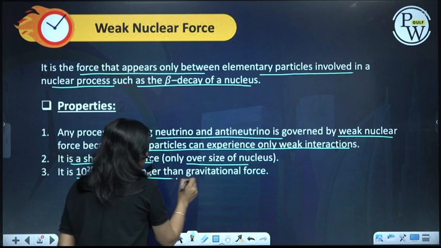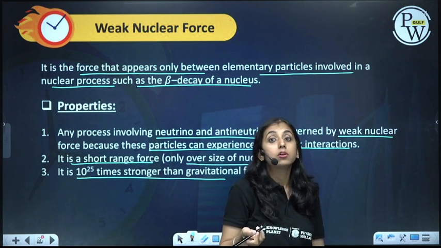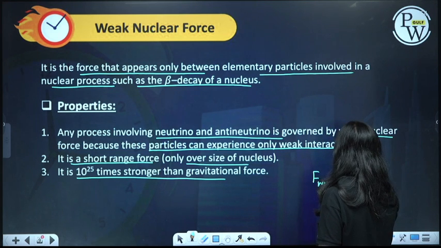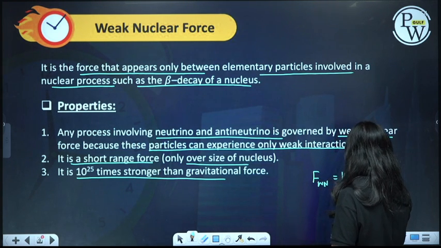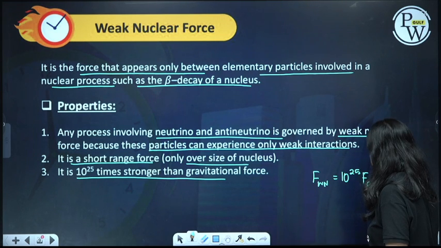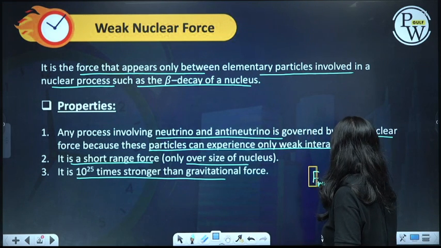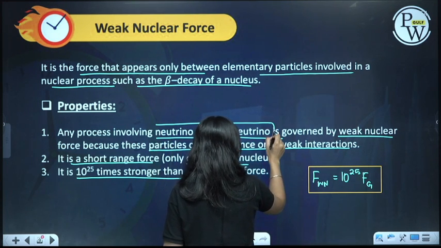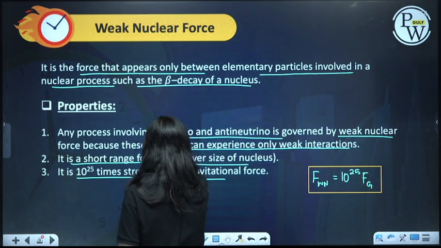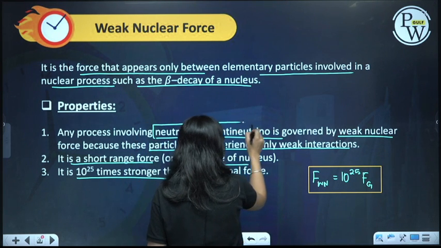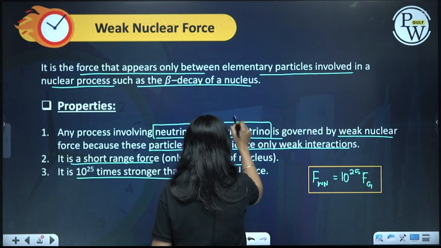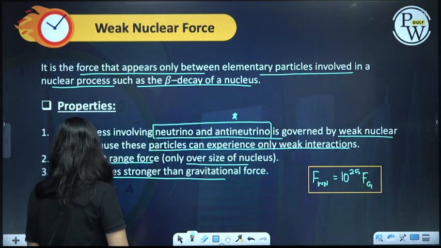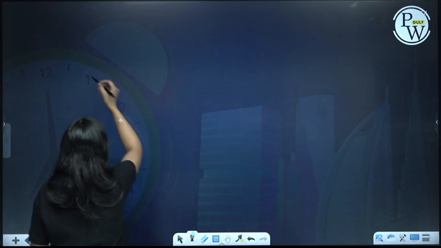Now it is 10 raised to the power 25 times stronger than gravitational force. So the weak nuclear force is 10^25 times stronger than gravitational force, and it is only present when we have the particles antineutrinos and neutrinos. When we have these particles in any nuclear process, then we have the weak nuclear force.